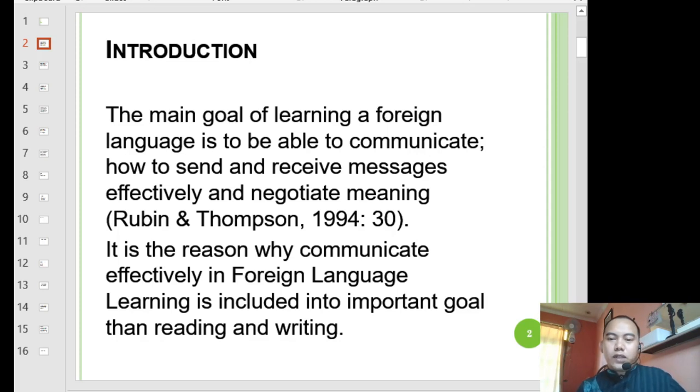First of all, the introduction. For most people, the main goal of learning a foreign language is to be able to communicate. It is through communication that people send and receive messages effectively and negotiate meaning. Nowadays, how to communicate effectively in foreign language learning becomes much more important than reading and writing. As a result, communication strategies have turned into a crucial topic for all foreign language learners and teachers.